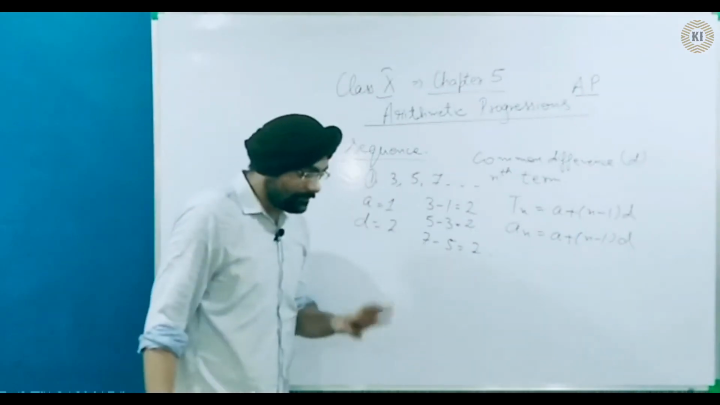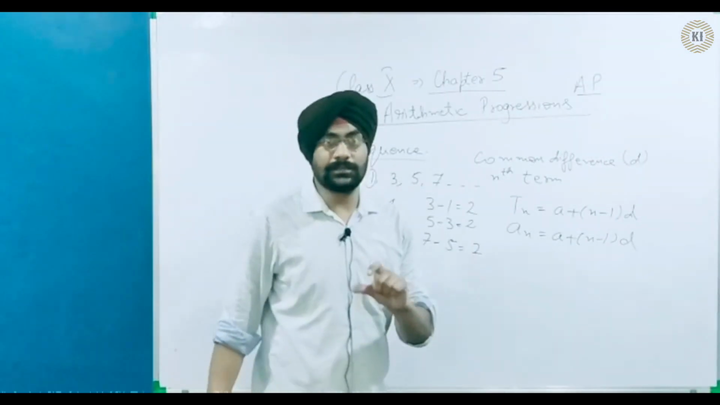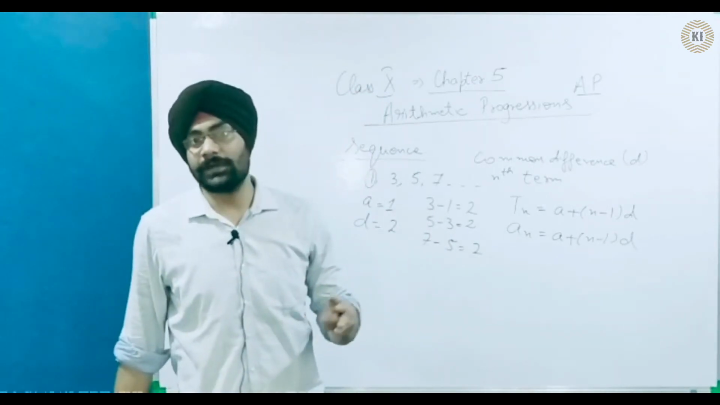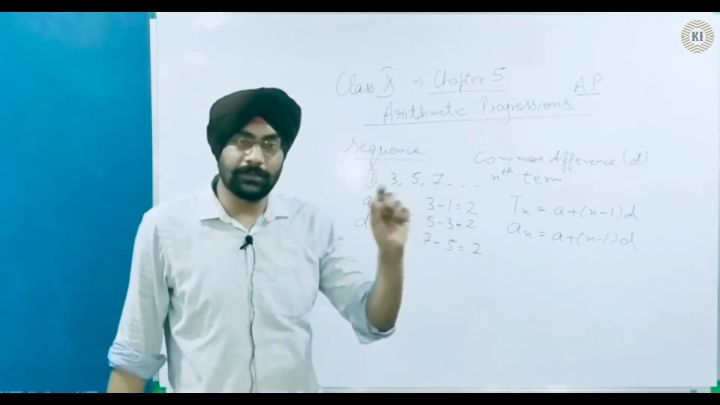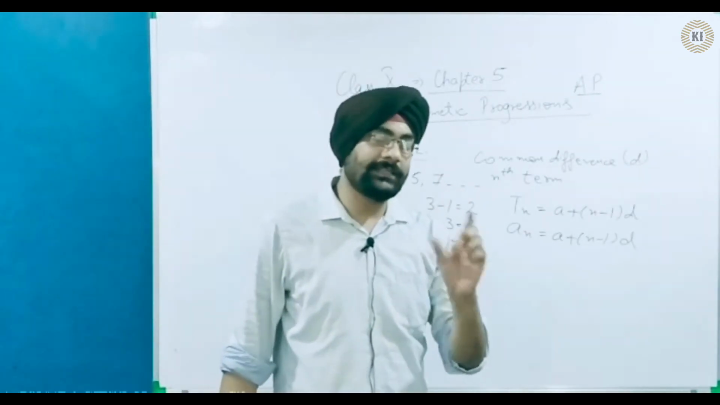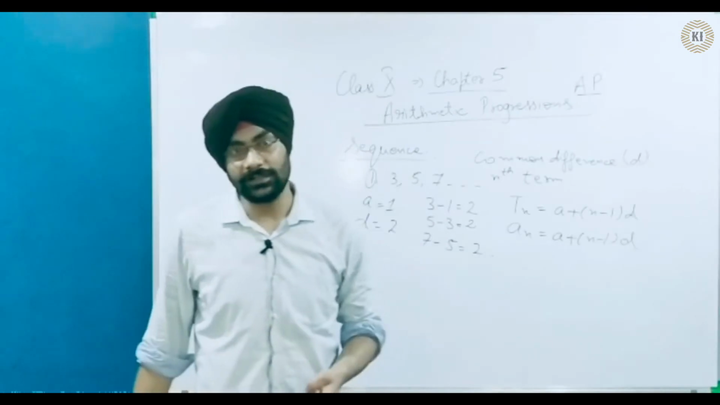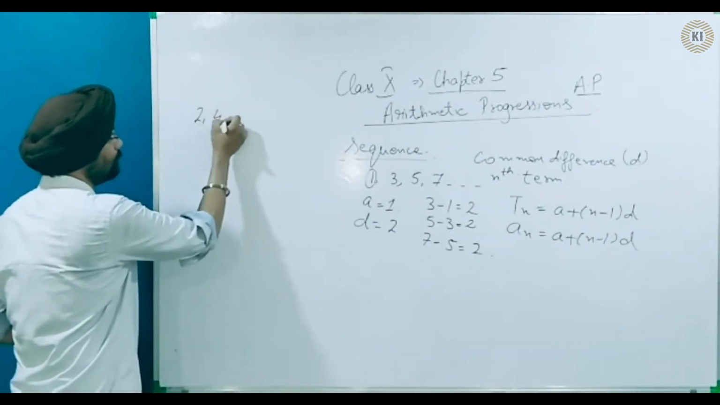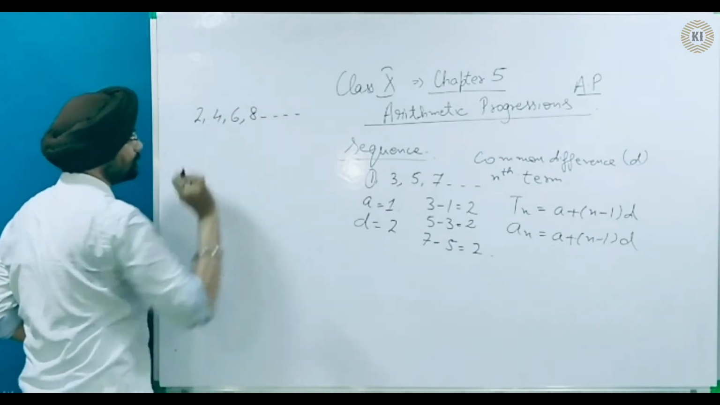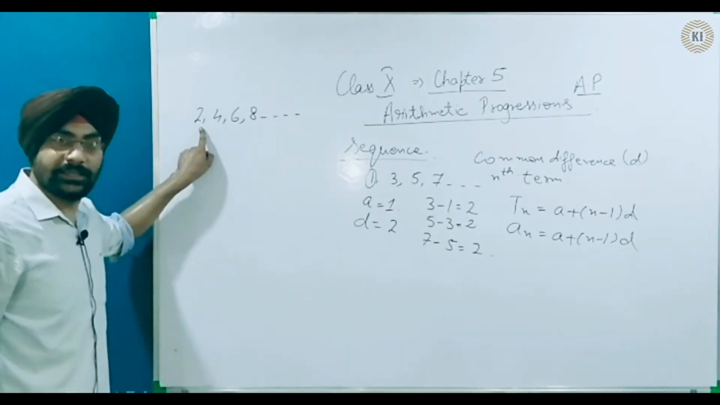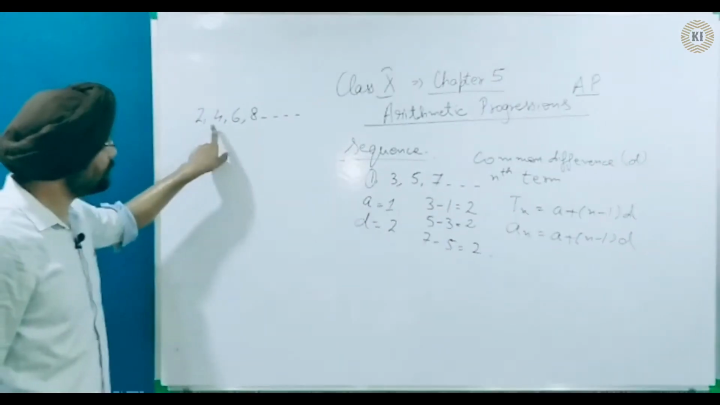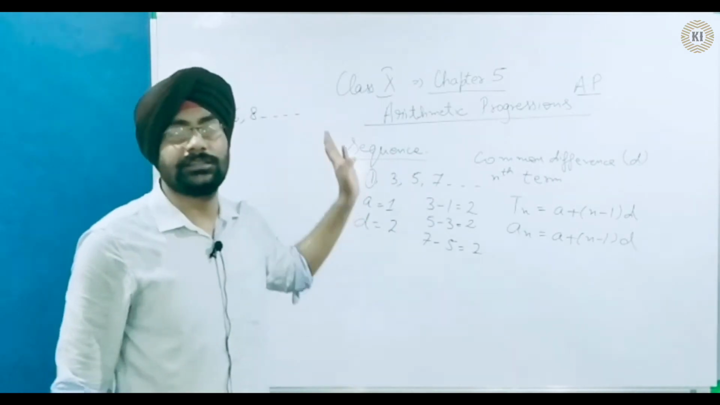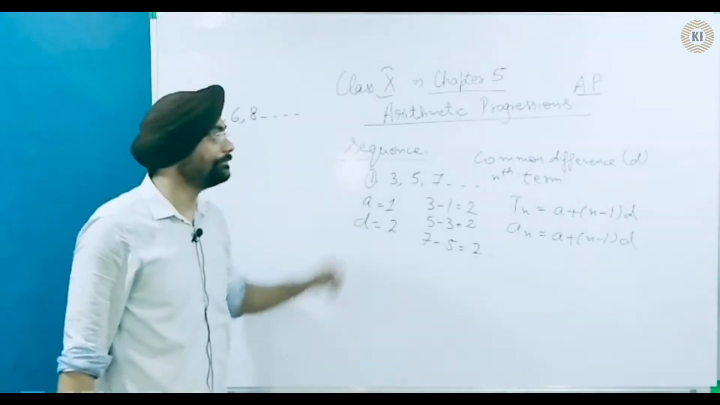Now what is AP? Again I will repeat that arithmetic progressions are a series, a sequence in which each and every term differs from its preceding term by one fixed value, that is constant, and that is known as the common difference between the numbers. Suppose I take another example, 2, 4, 6, 8 and so on. You can see that the first term A is 2. The common difference between each and every number is the same, that is 2. So this series forms your AP.